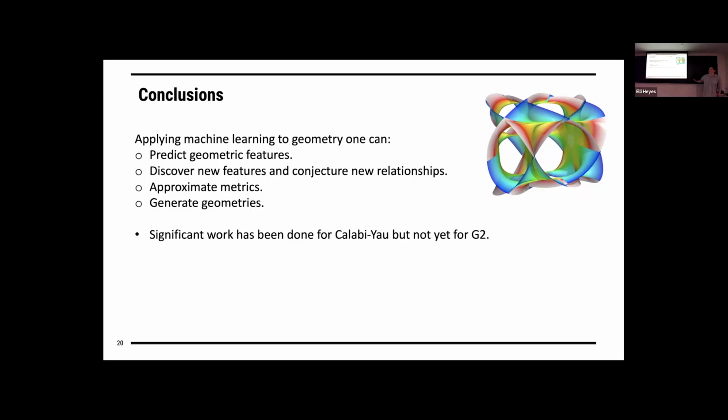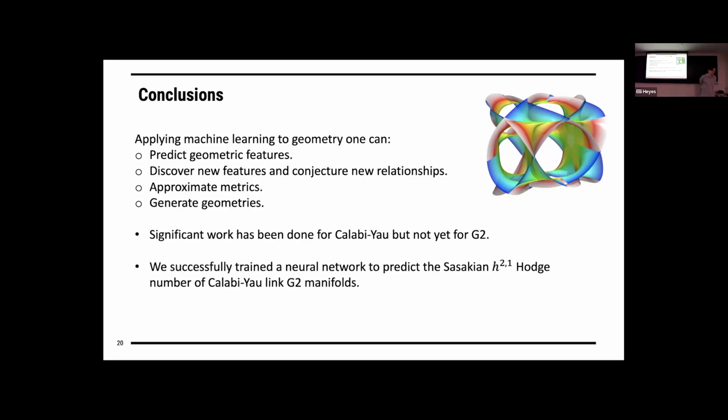So there's been a lot of work since that initial work in 2017 of applying machine learning to Calabi-Yau geometry, but there hasn't yet been a lot of work done for G2. So we have a lot of room for things to be done. In this talk, I showed that we can train the neural network to predict the Sasaki and Hodge numbers of these Calabi-Yau links.